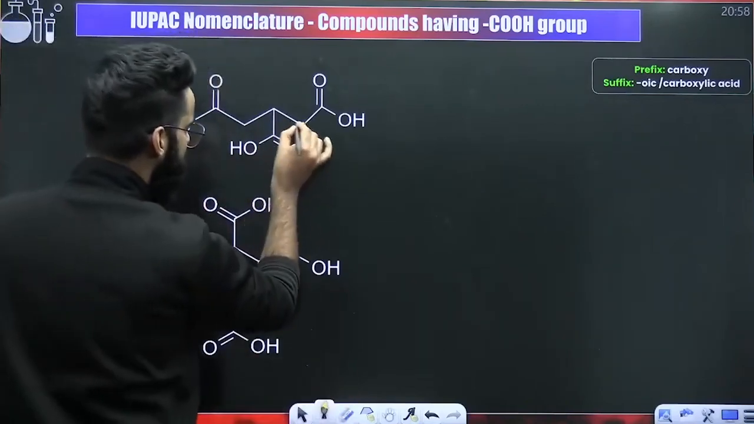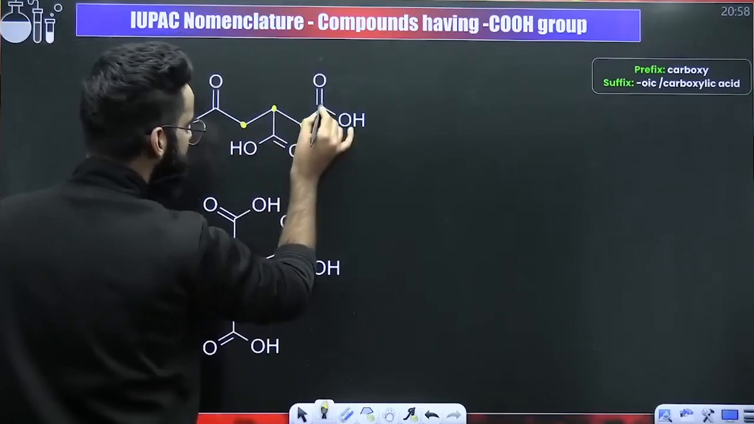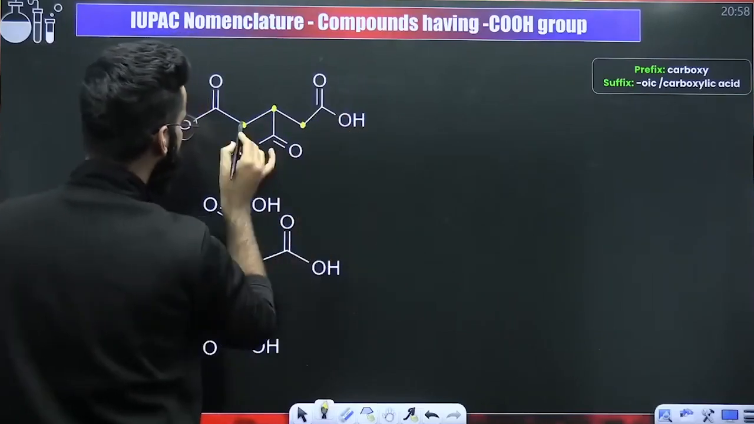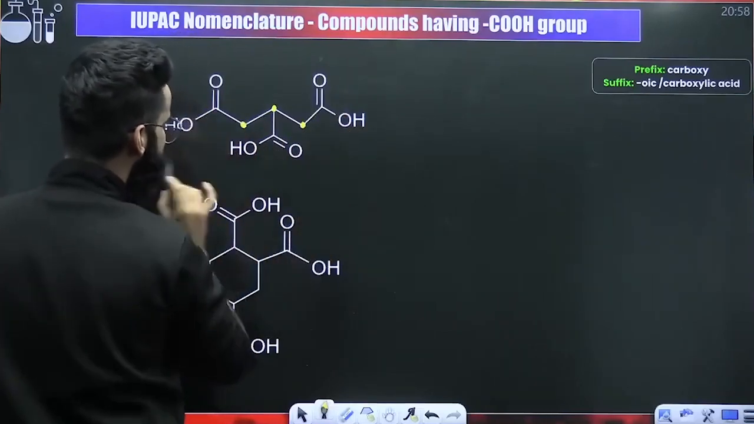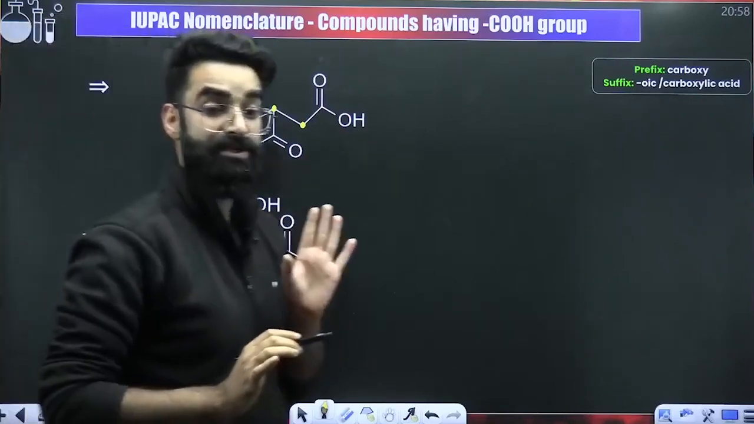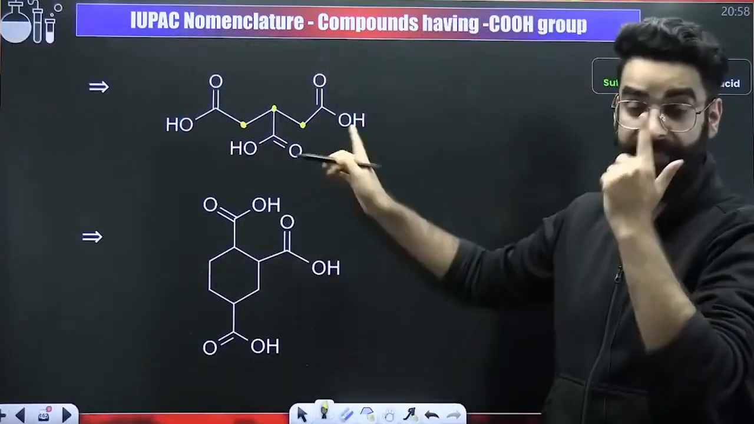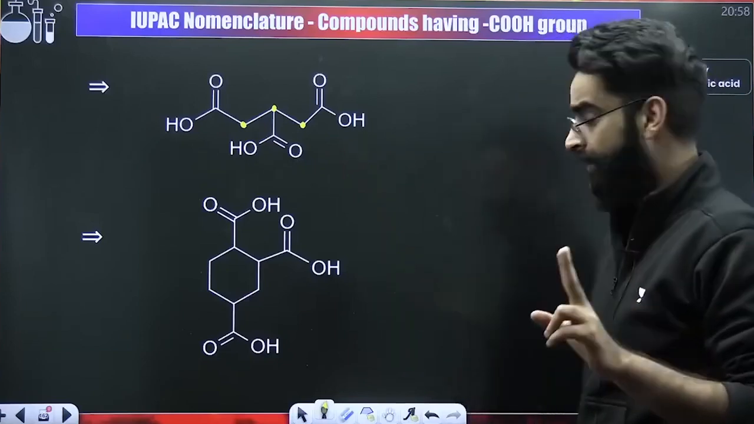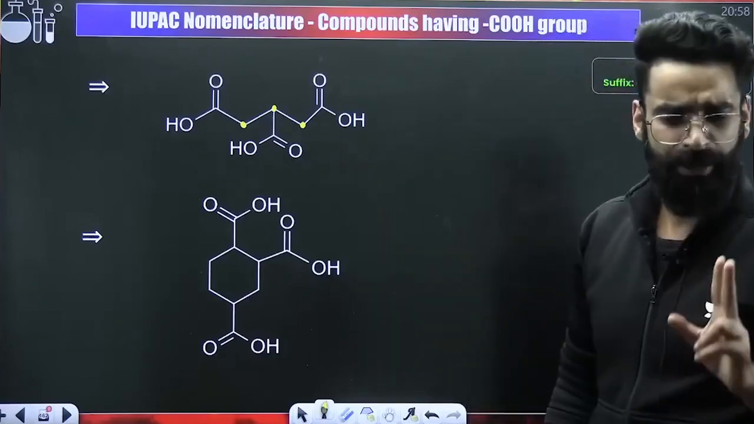See, this is your carbon, carbon, carbon. This is your C double bond OH, this is your C double bond OOH, this is your C double bond OOH. So 3 carboxylic acid groups are attached. Do remember one simple rule, my dear students.